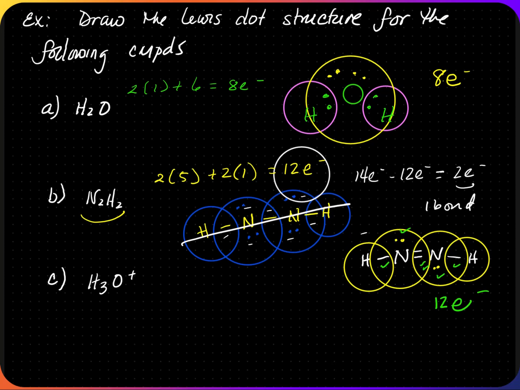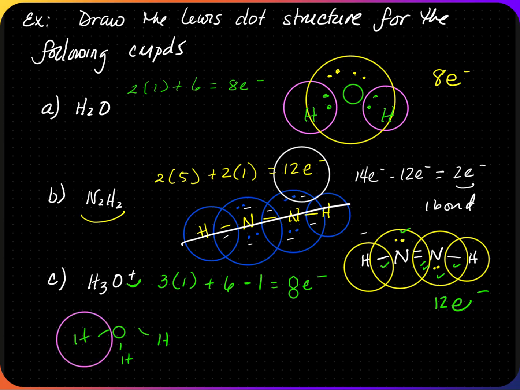C is hydronium ion. There's 3 hydrogens, each with 1 valence electron, plus oxygen, which has 6. It has a charge of +1, so I need to subtract it. This is a positive ion, so we need to subtract 1, leaving 8 electrons. My central atom is again going to be oxygen, because hydrogen cannot be in the middle. Hydrogen has 2, so it fulfilled the duet rule. It's happy. The bottom hydrogen also has 2, so it fulfilled the duet rule and it's happy. And the hydrogen on the right side fulfilled the duet rule, and so it's happy.